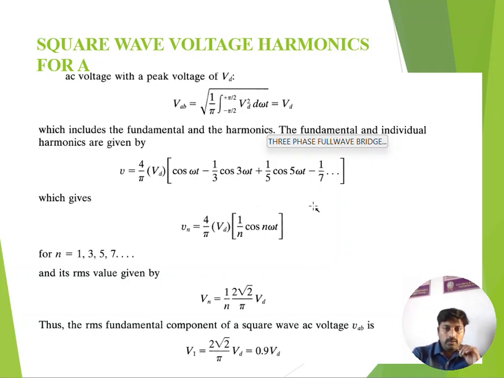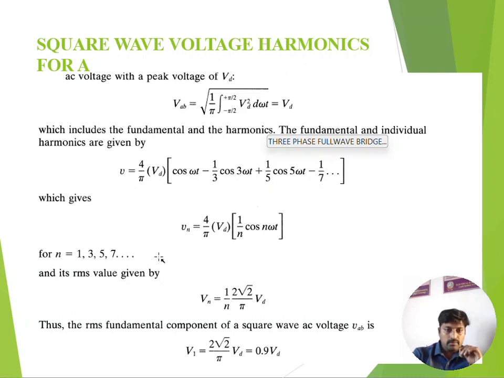Then you get the fundamental and individual harmonics equation. That means V is equal to 4 by pi Vd, where Vd is the DC voltage, times cos omega t minus 1 by 3 cos 3 omega t plus 1 by 5 cos 5 omega t, and so on. That means if you represent it with n, Vn is equal to 4 by pi Vd into 1 by n cos n omega t, for n equal to 1, 3, 5, 7.